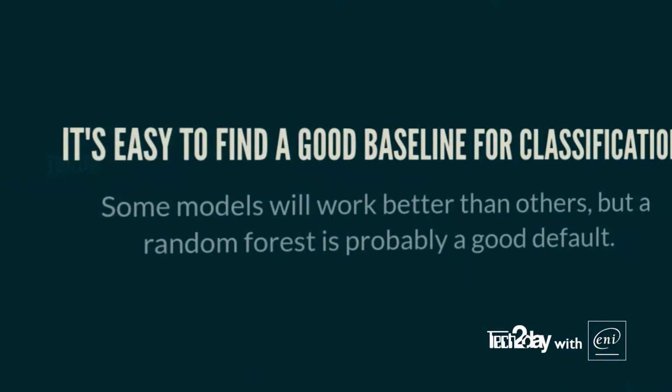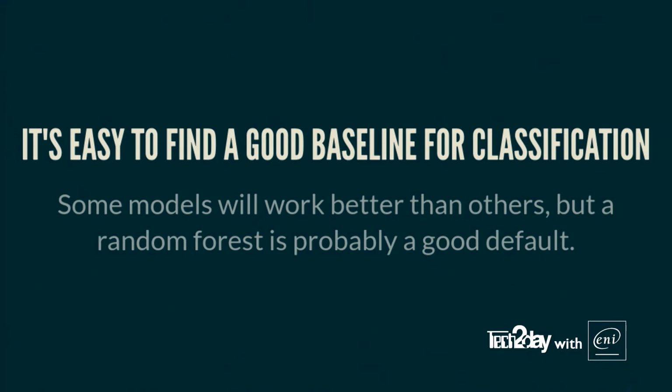So in classification, for instance, it's fairly easy to find a good baseline. Any classification problem you have, a random forest is probably going to work reasonably well. Except if you have images, in which case you use a convolutional neural network, and then you'll basically be fine. This isn't the case with recommendations.